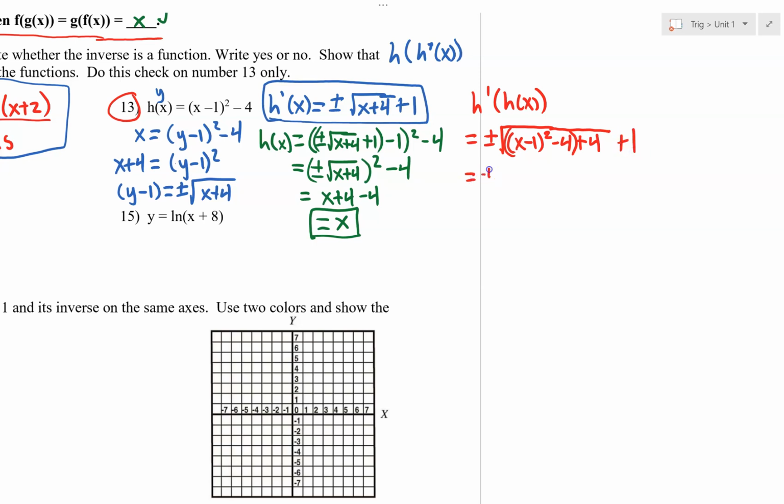That means we're going to have plus or minus the square root of x minus 1, these are going to cancel, and you're going to get plus 1.